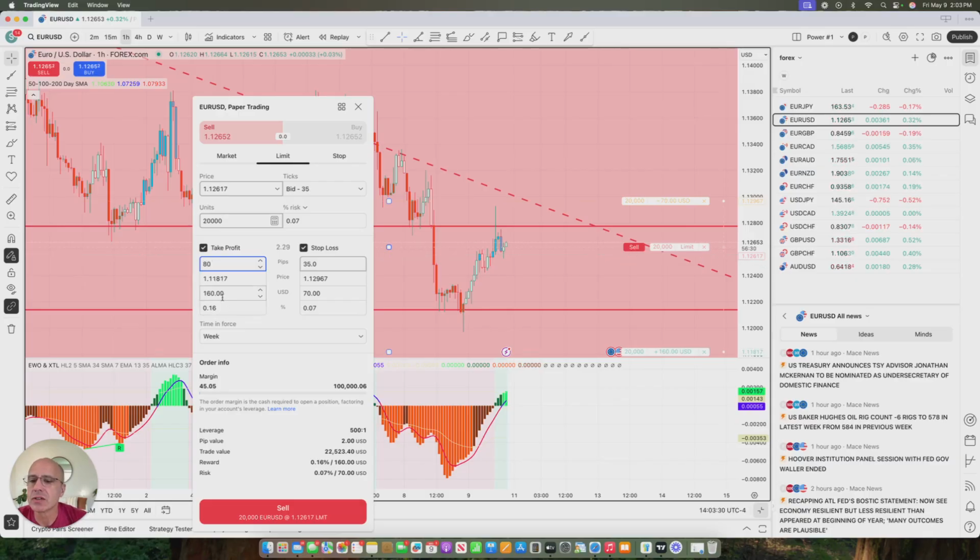80 pips, so 160. That's what we are right now. So your target will be 80 pips. So in 80 pips, your target will be down here, like how you can see right here. So it has to go down and break the low. It's a good target. It could happen.